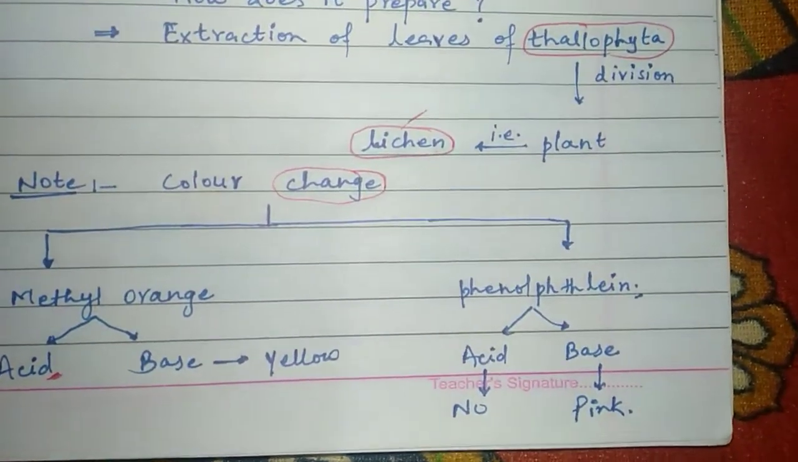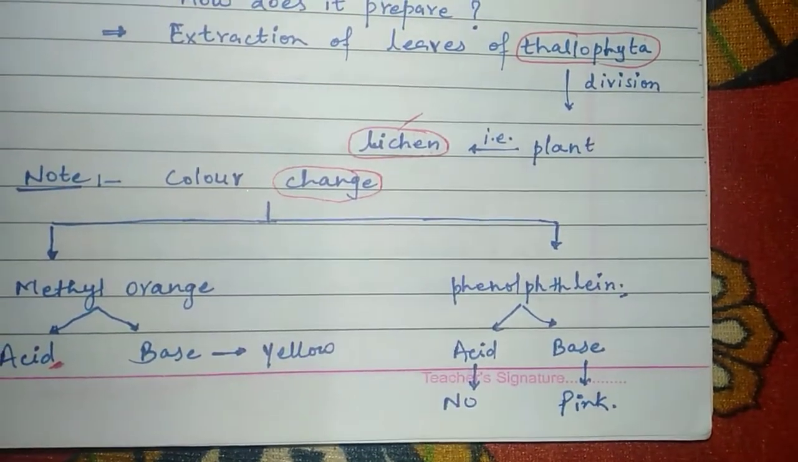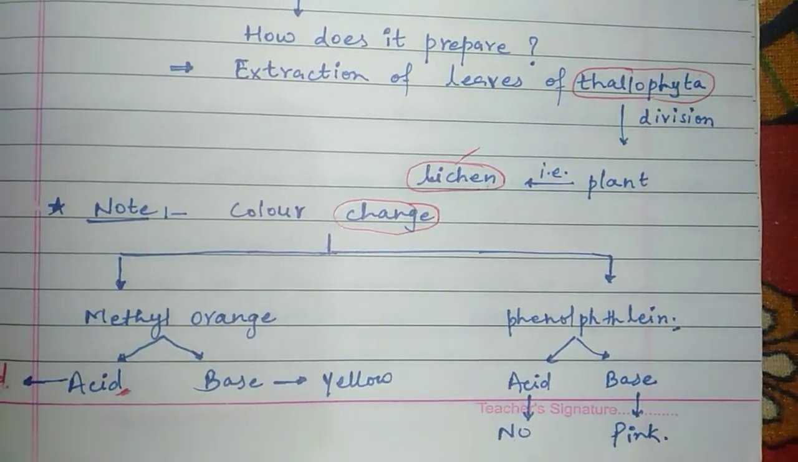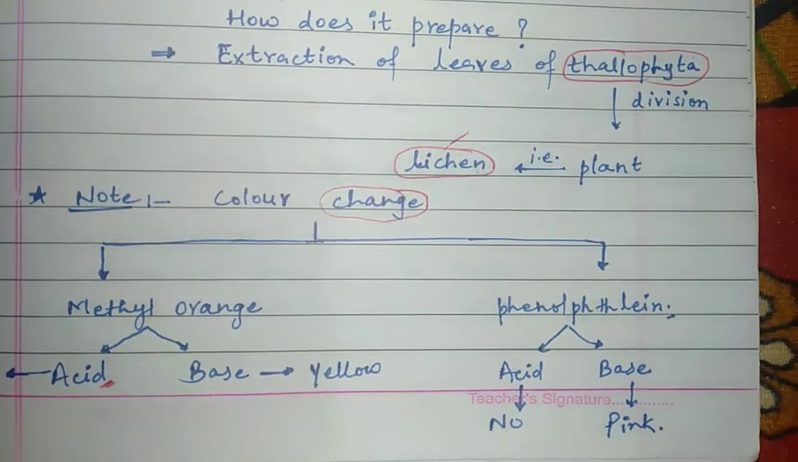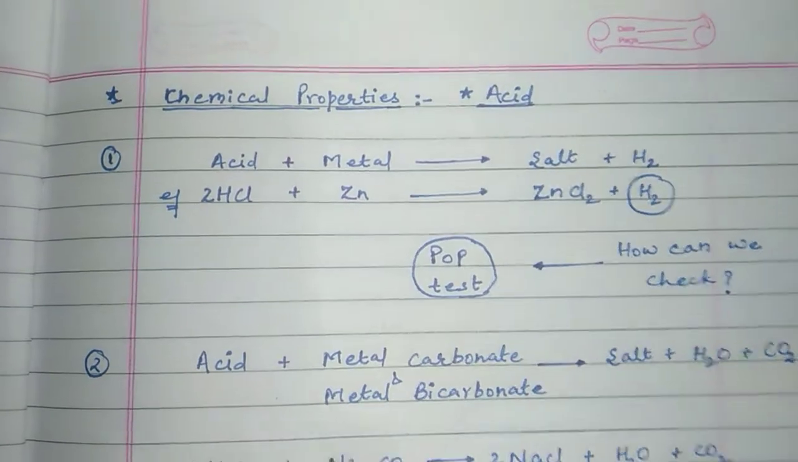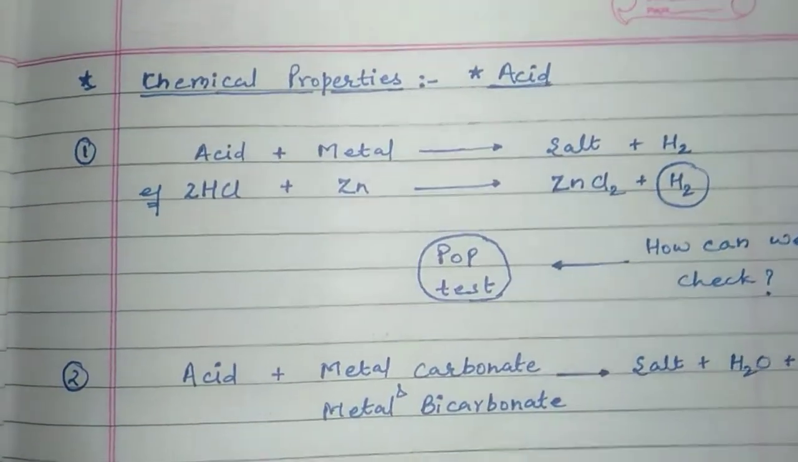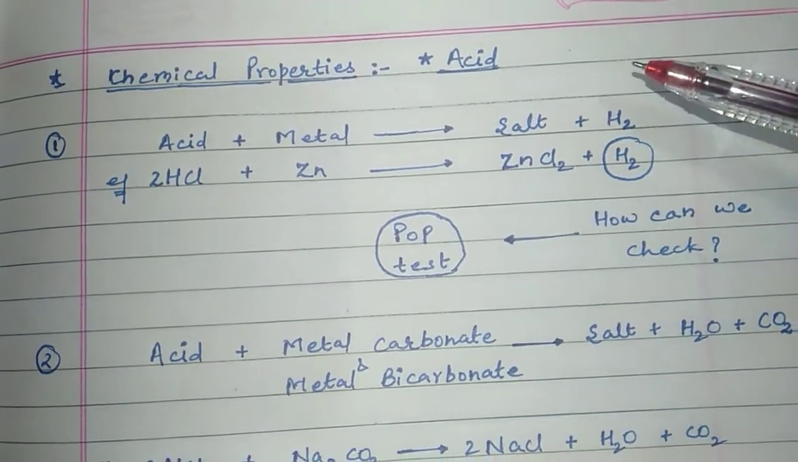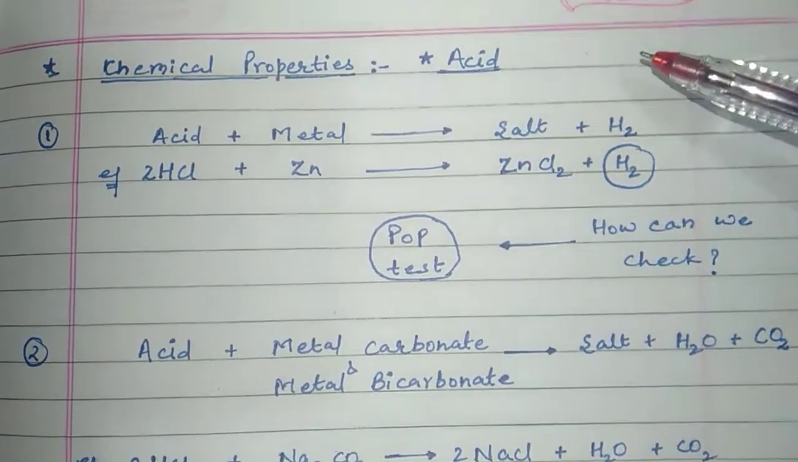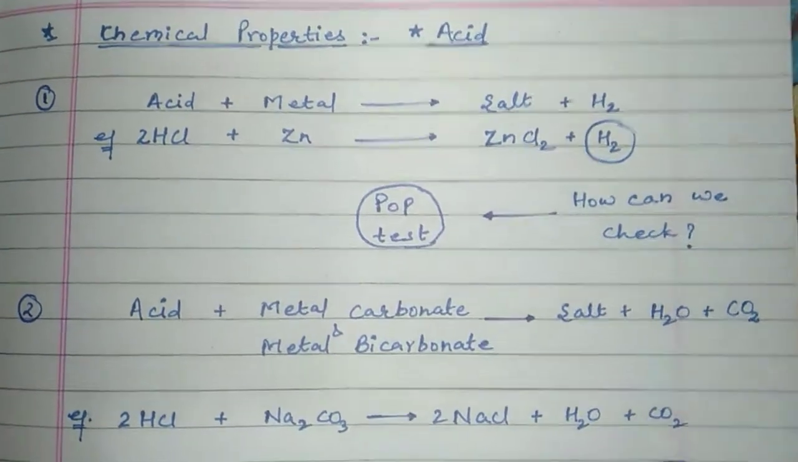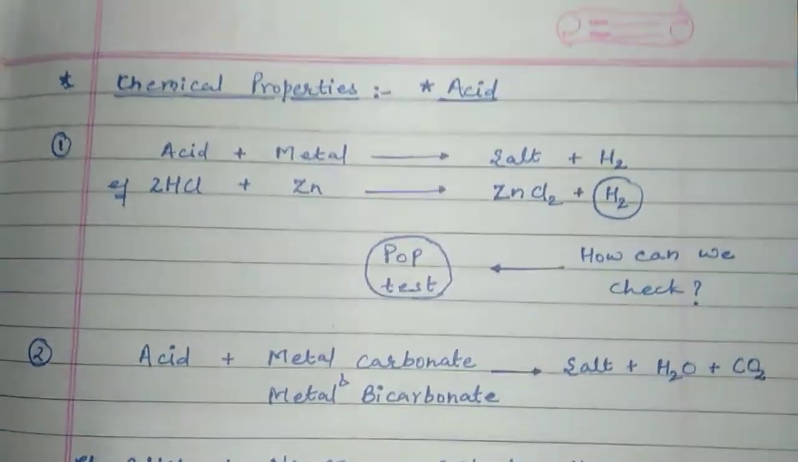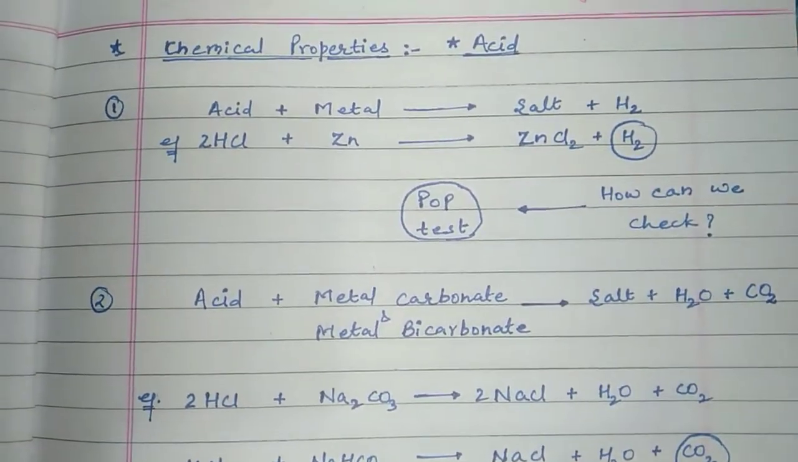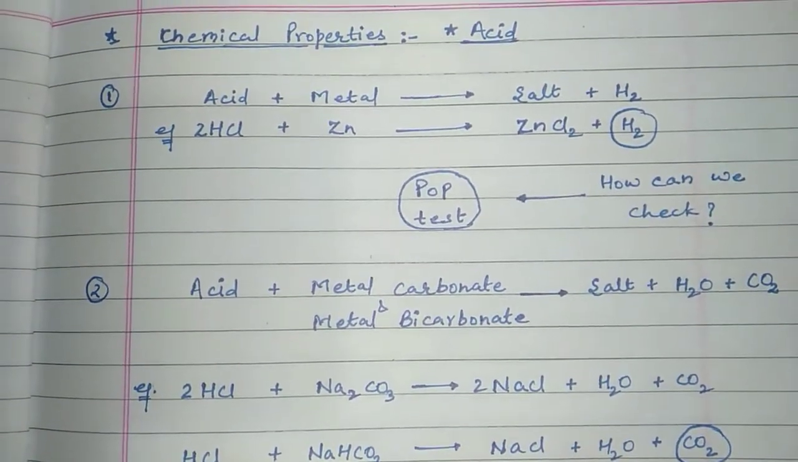So students, now we are going to discuss the chemical properties. These are all about the acid as well as the base. So students, over here we are going to discuss the chemical properties of the acid only. Then after this video, we will discuss the chemical properties of the base. Yes, first, the chemical properties of acid.